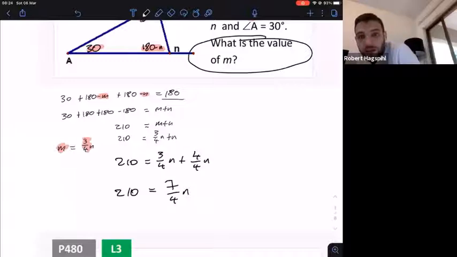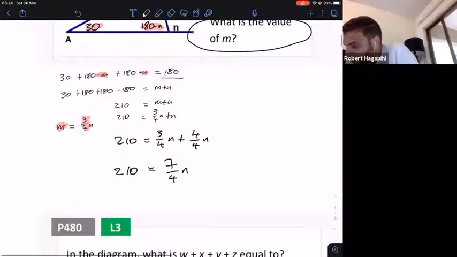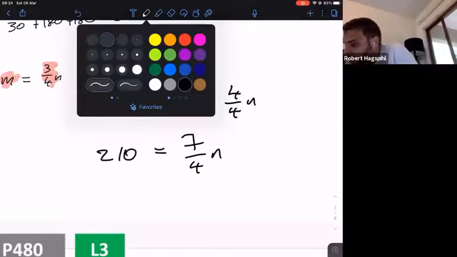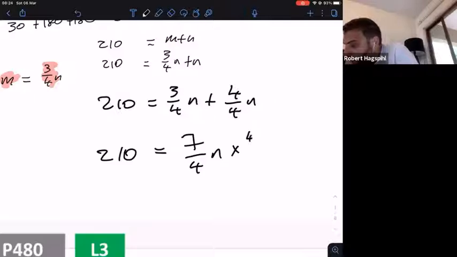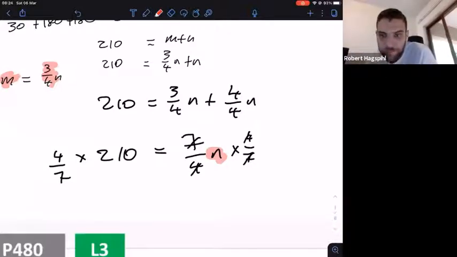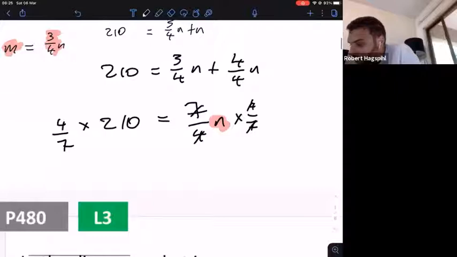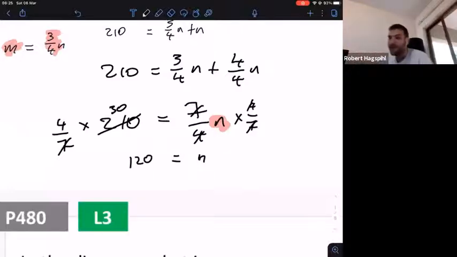Is everybody there? Okay. Now, to get n alone on the one side, I'm just going to multiply by 4 over 7 on both sides, because the 7s will cancel out, the 4s will cancel out, and all I'm going to be left with is n. And now I know that 7 goes into 210 30 times, and so I'm going to get n is equal to 120.